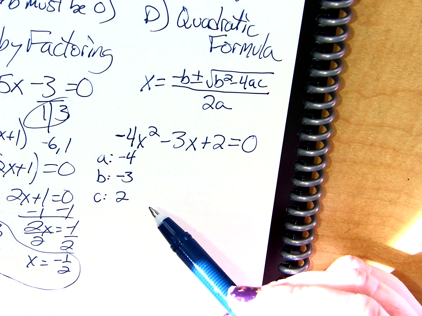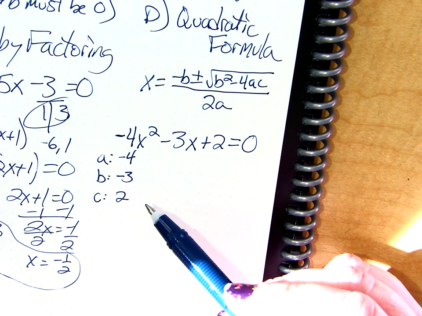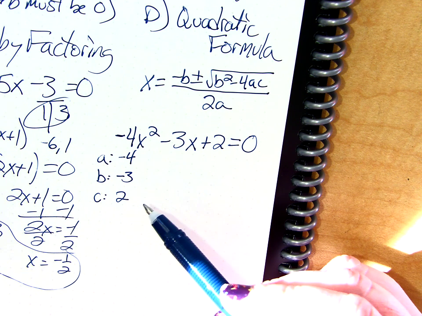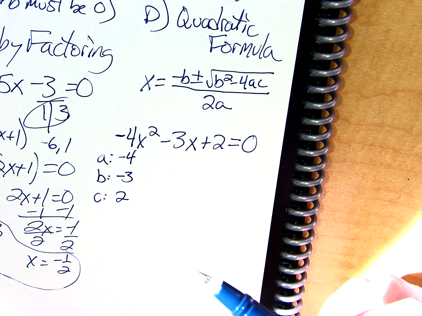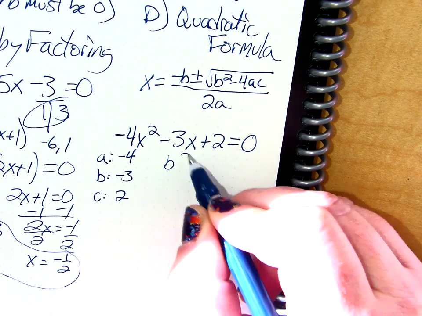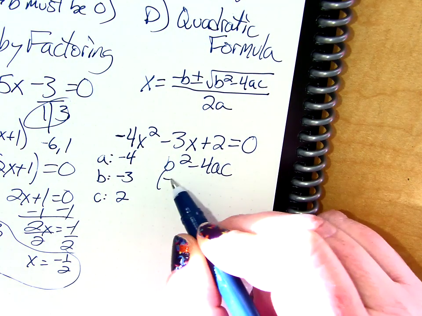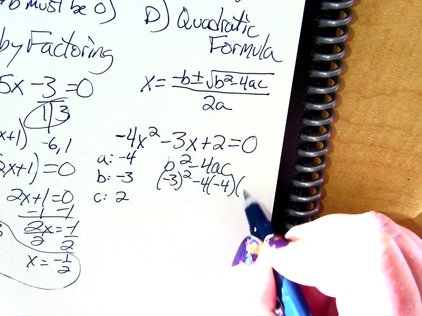If you're doing quadratic formula anyway, you should totally start by finding the discriminant. Because if it's negative, you don't have to do any more math, because there's not going to be a solution. And you have to do b squared minus 4ac anyway. So let's go ahead and see what we get for that. So b squared, negative 3 squared minus 4 times negative 4 times 2.